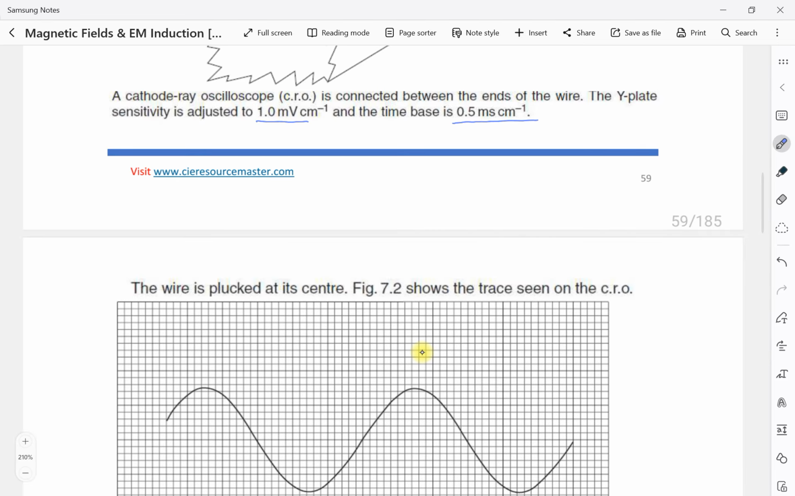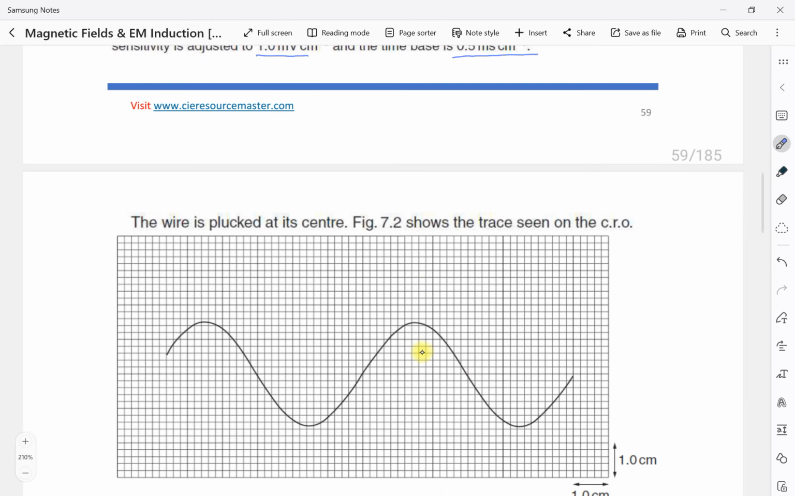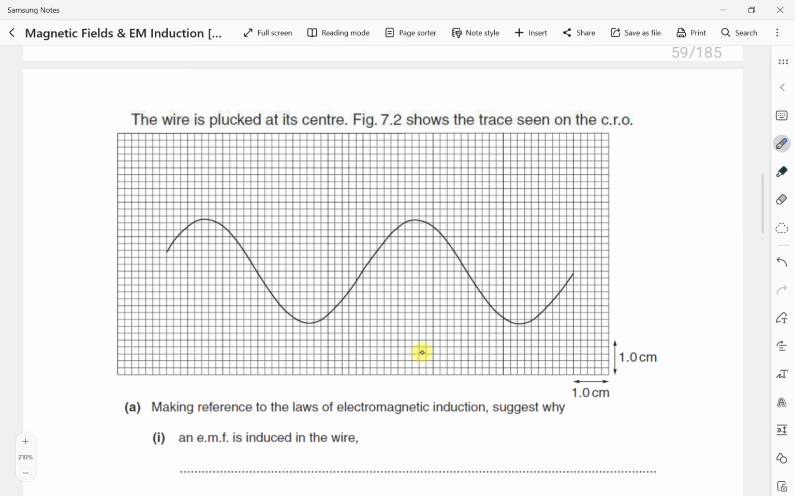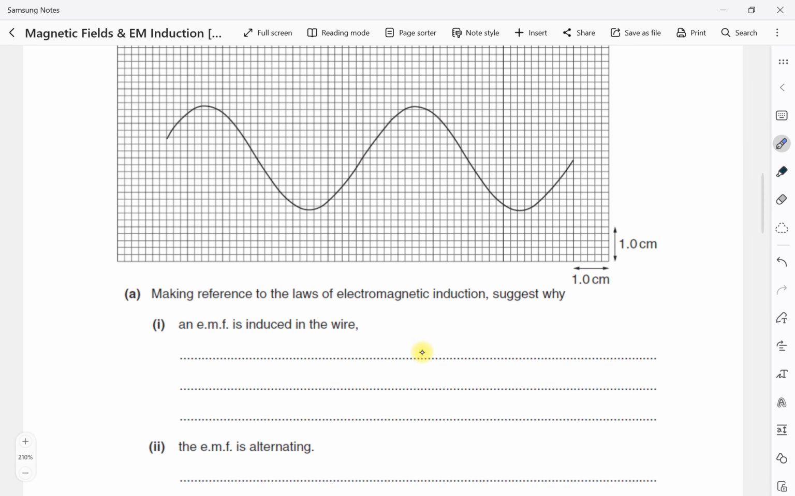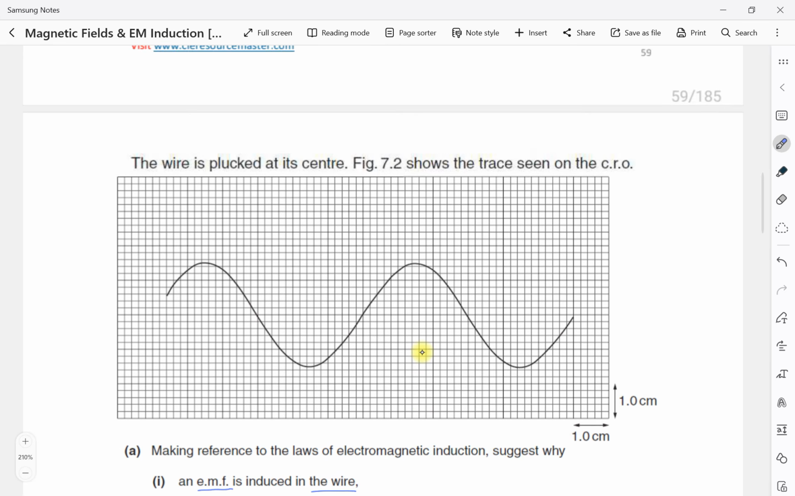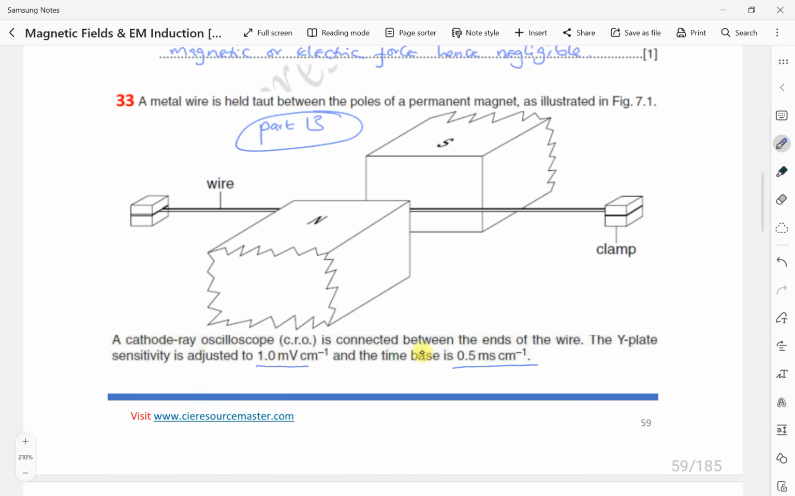That looks like an AS past paper question, but it is actually A-level. The wire is plucked at its center. The figure shows the trace seen on the CRO. Making reference to the laws of electromagnetic induction, that is Faraday's law and Lenz's law, suggest why an e.m.f. is induced in the wire.